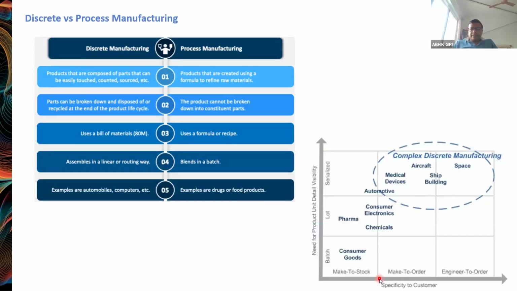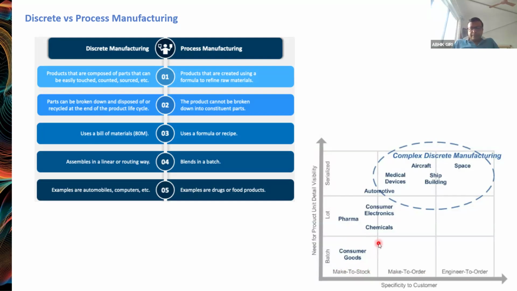So this graph that you see on the bottom, on the x-axis, we have the specificity to customer, that is, how general these products are. While on the y-axis, you have the need for product unit detail visibility. If you move from left to right on the x-axis, first we have make to stock. Now what is make to stock, make to order, what is engineer to order? We'll come to that later.